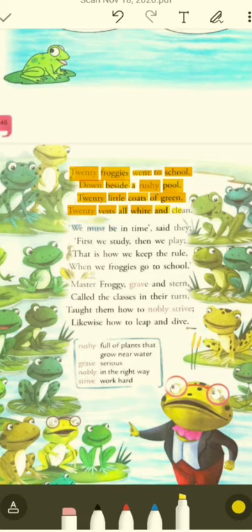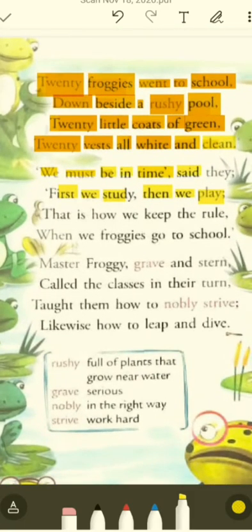We must be in time, said they. First we study, then we play. We must be in time, said they. First we study, then we play. That is how we keep the rule when we froggies go to school.